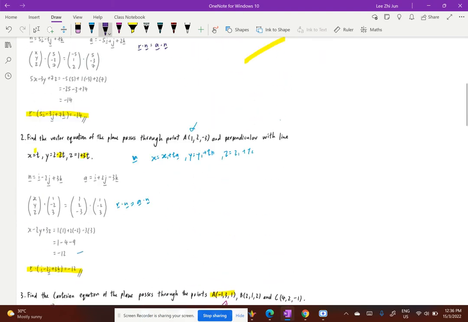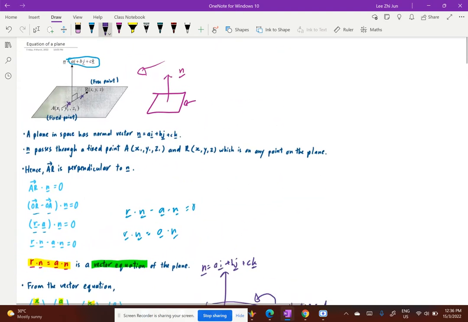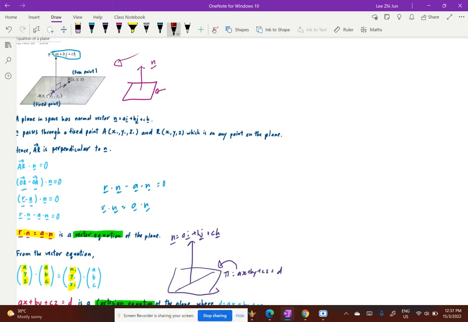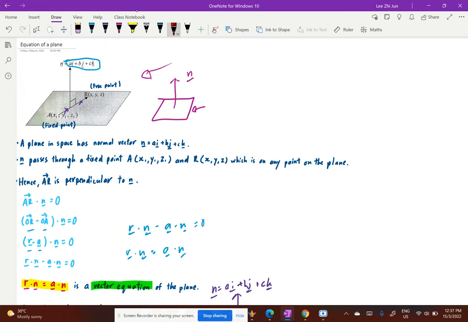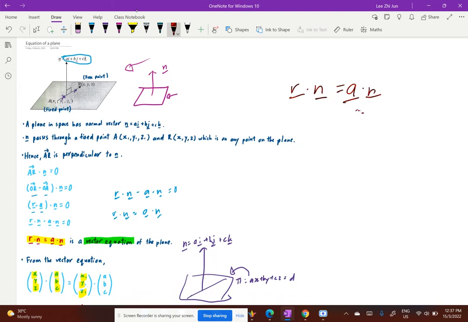Okay, is it really long? Because this subtopic has many different types of asking method, but it's simple. You just need to remember. Just now you saw the sixth question, you just use back one formula. This formula is very important, which is r dot n equals a dot n. You just need to find the fixed point and the normal vector only. Use any method to find this a and n, so you can solve this equation of plane. It's easy only.